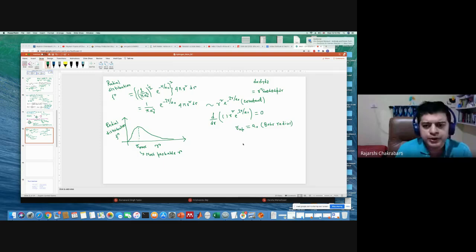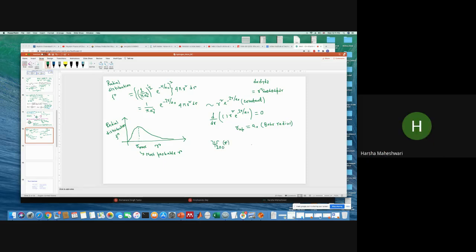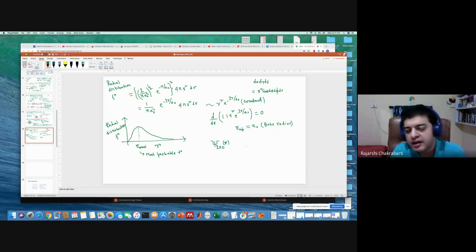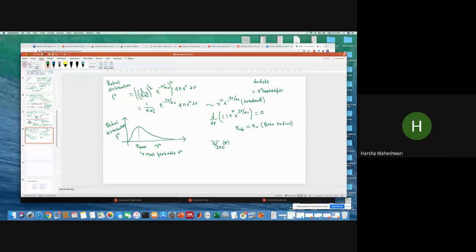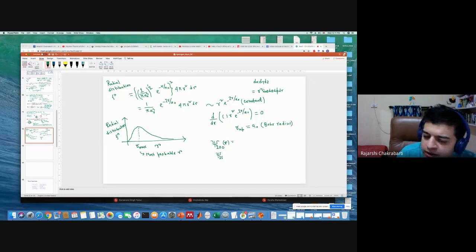And let me do it for another function, which is psi of 200. Can anyone tell me what this function is? It is 200. 2s orbital. Yeah, this is the 2s orbital. This is psi 2s because n is 2, so that's why 2, and L is 0 and m is 0. It has to be the 2s orbital. And I'm just going to write down the expression.